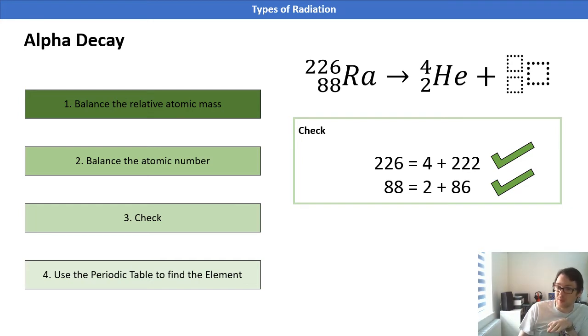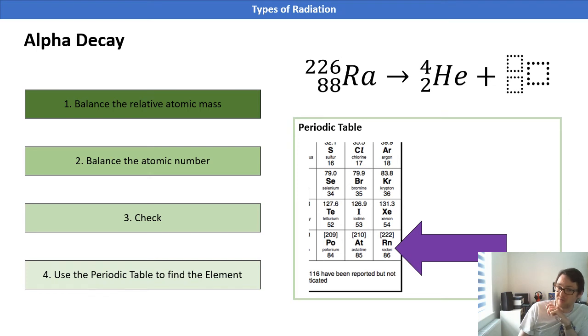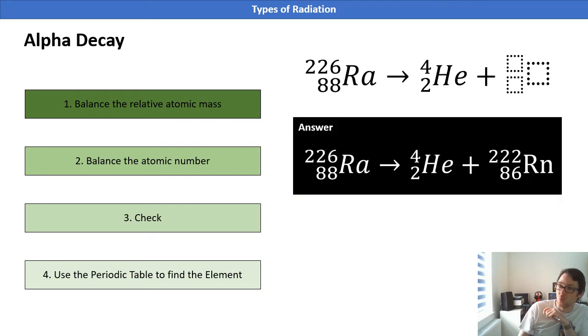So how would we find out what the element is? We go to the periodic table, look for the atomic number of 86, and we'll find it's radon. Then in those boxes, we write the answer. So it is radon-222, which is 222, 86, radon. That's an alpha decay, balancing the top and the bottom numbers: balancing the mass number and balancing the atomic number.